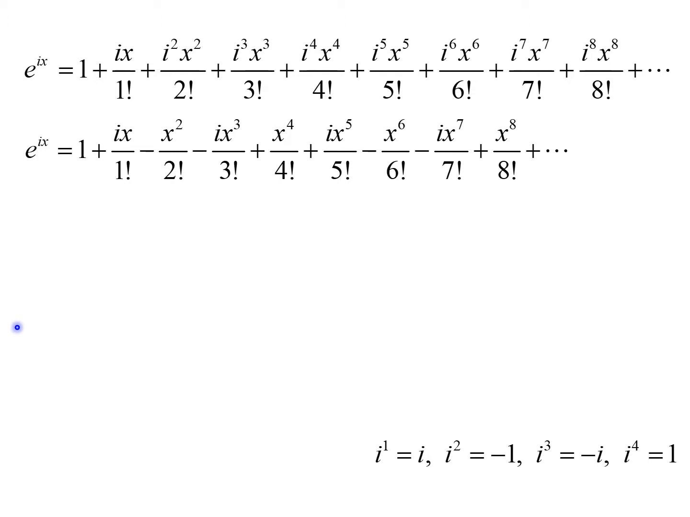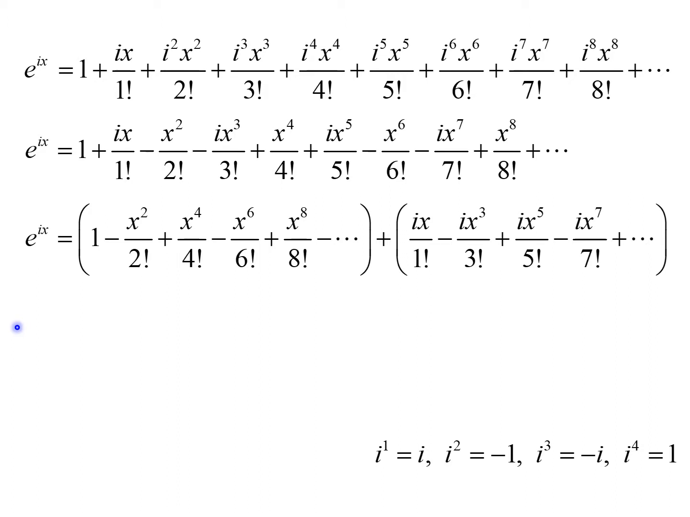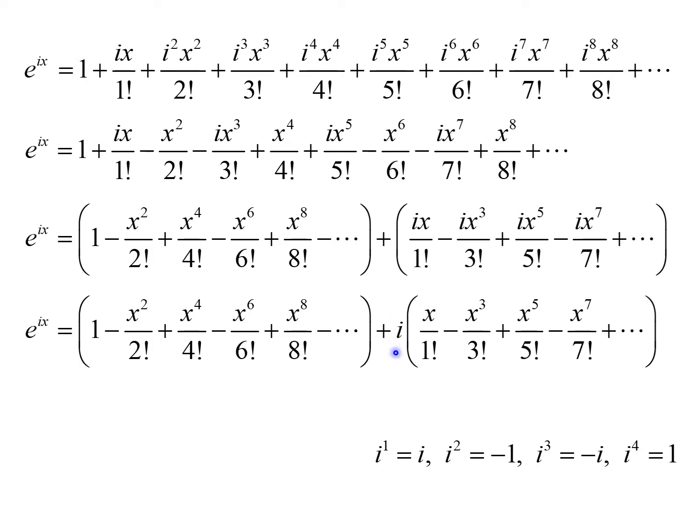My next step is to separate my terms that have i's in them and put them over here, and then put the terms without i's on this left side here. So you can see, here's 1, and then the next one that does not have an i is -x squared over 2 factorial, and then the next one that doesn't have an i is x to the fourth over 4 factorial. So it's every other term, and those go there, and the ones with the i's I put over here. My next step is to factor an i out of this part right here. So I factor the i out there.